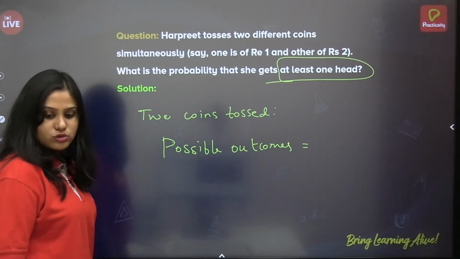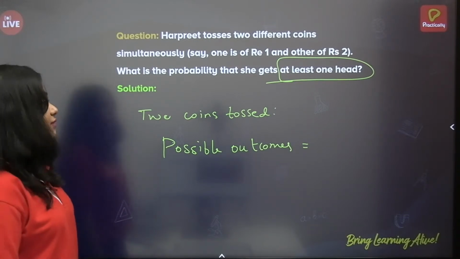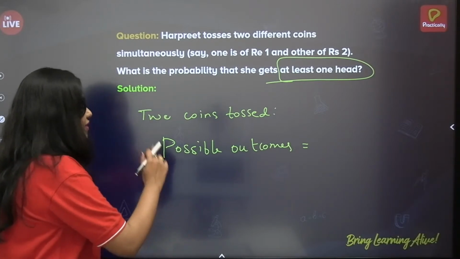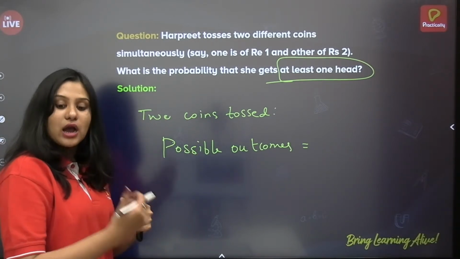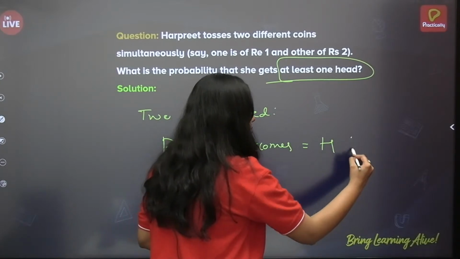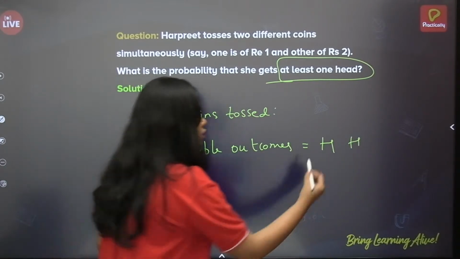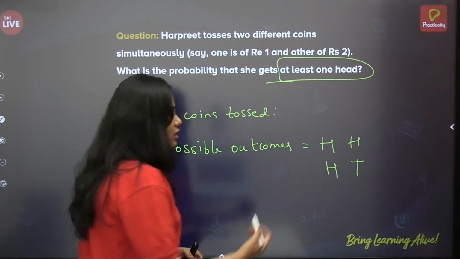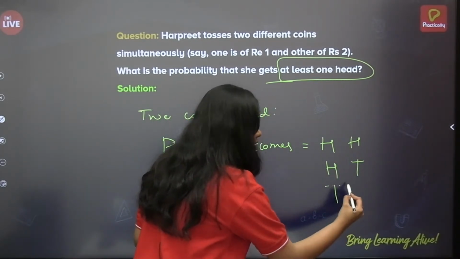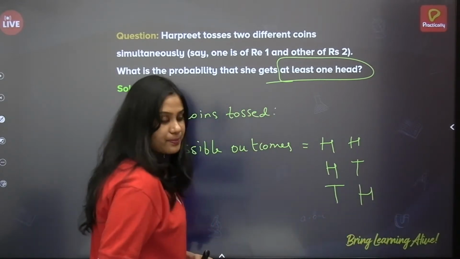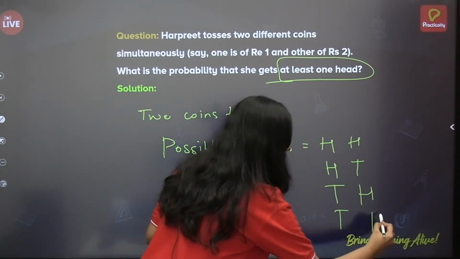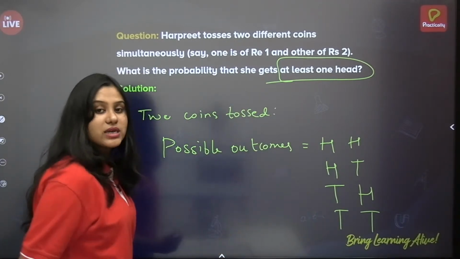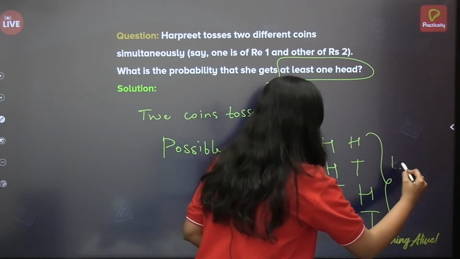1 by 2 or 2 by 4? Okay, 1 by 2. Are you sure? Read the question again. I am giving you time. When 2 coins are tossed, what are the outcomes I am getting? Both I can get head. Or on the first coin I can get head, and on the second coin I'll get tail. Or on the first coin it is tail, and on the second coin it is head. Next, tail. Correct? So these are the possible outcomes. How many possible outcomes are there? There are 4 outcomes. Correct?